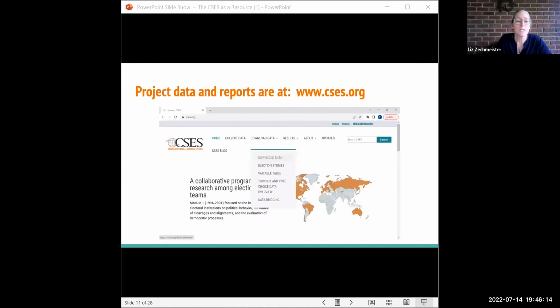Now, as I mentioned, the data are freely available, and this is what the homepage for the project looks like. So if you go to www.cses.org, you'll find access to the data. On the screenshot here, I've clicked on download data, and you can see that you can go further into that to get directly to the data.